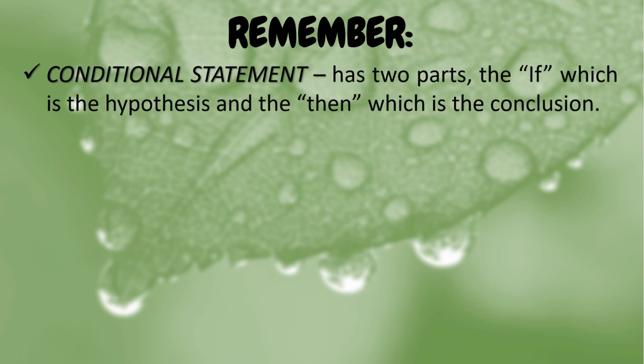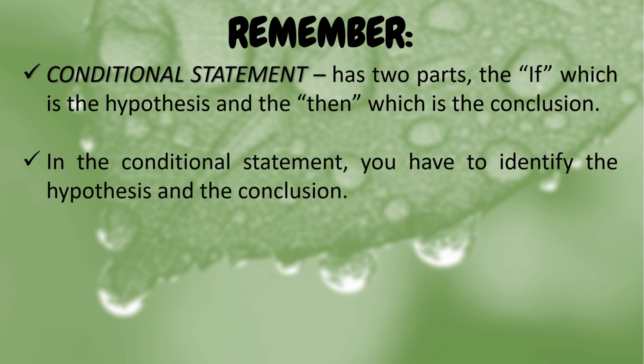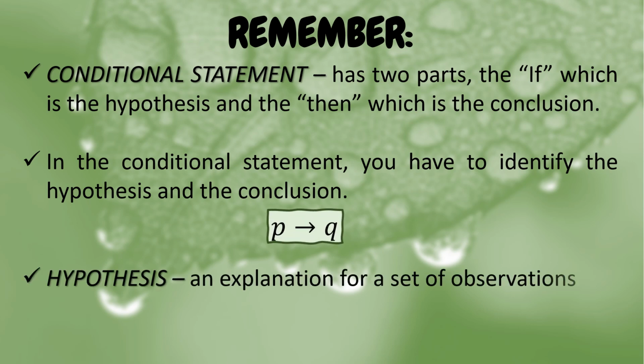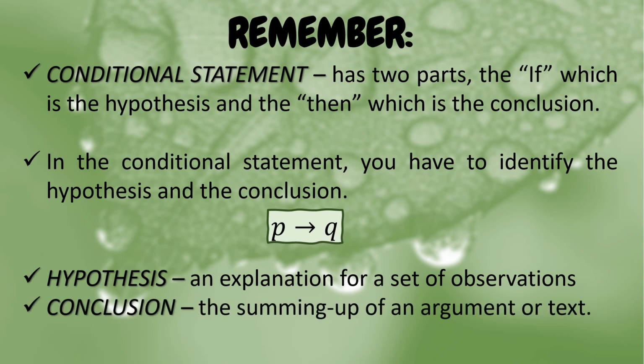Let's now have the summary of conditional statement. When we said conditional statement, it has two parts. The if, which is the hypothesis, and the then, which is the conclusion. In the conditional statement, you have to identify the hypothesis and the conclusion. So again, if P, then Q. Hypothesis is an explanation for a set of observations, and conclusion is the summing up of an argument or text. And then, pwede nyo ring i-visualize or i-illustrate ang conditional statement or hypothesis and conclusion using the Venn diagram.